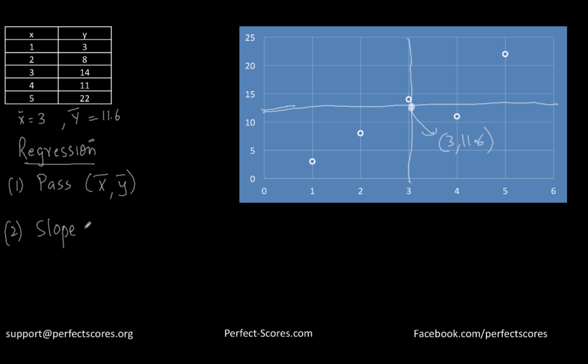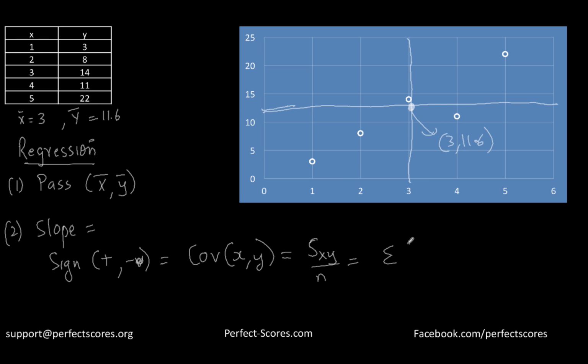Now, first of all, the first important point is, how do we decide the sign of the slope? How do we decide whether the slope is going to be positive or negative? The sign of the slope will be decided by the covariance of x and y. What is the covariance of x and y? Covariance of x and y is equal to S_xy divided by the number of terms. That is equal to summation of (x minus x bar) into (y minus y bar) divided by the number of terms.